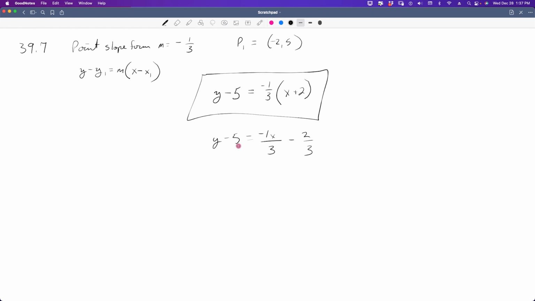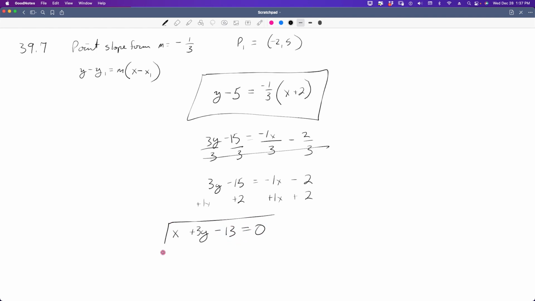So if I want to give these the same common denominator as I have here, then this would be 15 over 3, and this would be 3y over 3. So now I can get rid of the denominator, and I have 3y minus 15 equals negative 1x minus 2. So I'm going to add 2 to both sides. I'm going to add 1x to both sides. So my general form is going to be x plus 3y minus 13 is equal to 0. So that would be my general form derived from my point slope form.